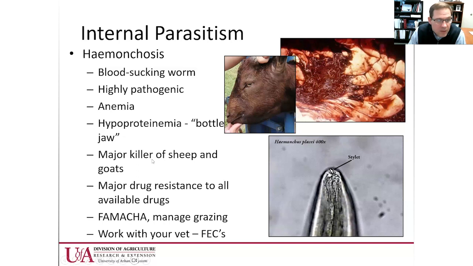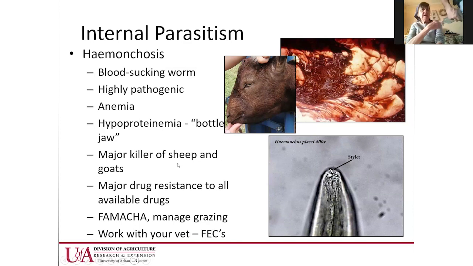I oftentimes see animals dropping in the middle of summer with this. So it seems like it's always worse July, August, when we have really hot temperatures. The pasture's really short. Perhaps it's been dry for a long time and we don't have a lot of grass left for grazing. And just the heat stress and the anemia that occurs will be something that you see right there in those months of the year.